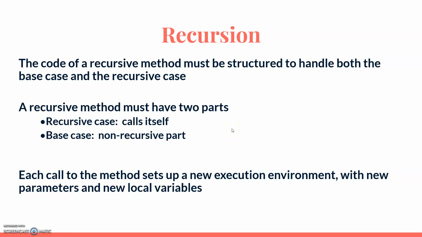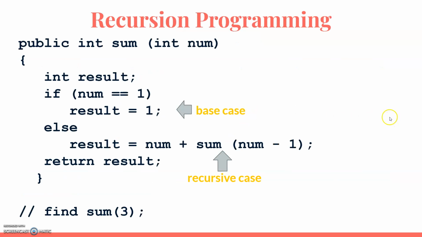Every time it calls itself on the memory stack, you get a whole new execution environment, new parameters, new local variables, and you'll see in a second what that looks like. So here's an example. In this case, it's a recursive sum function. It's going to sum all of the values from 1 up to and including number, or num, whatever's been passed here.